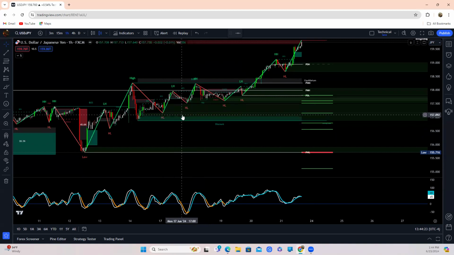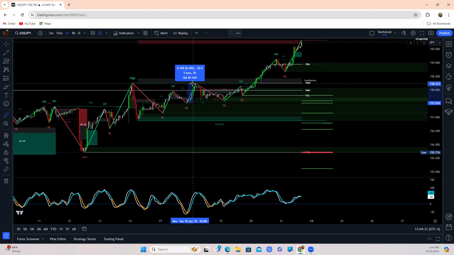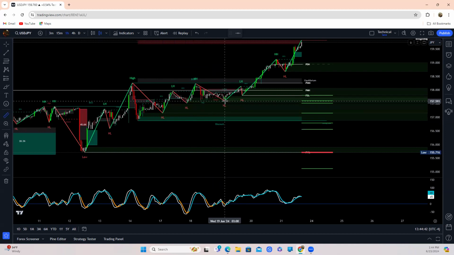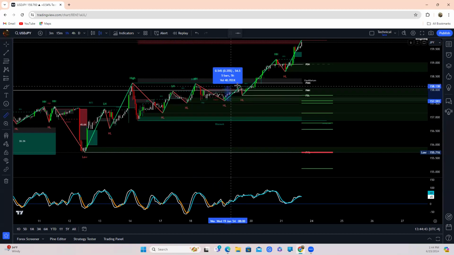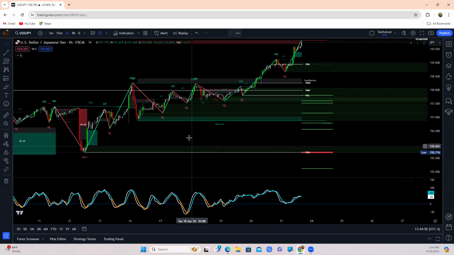Again, every last one of these right here were pretty decent moves. Let's look at a small one. So from here to here, 70 pips. 70 pips. I can't make this up. Let's do another small one. Just a small move. This higher low right here, from here to here. 56 pips. Right? So just catching these little bottoms right here.